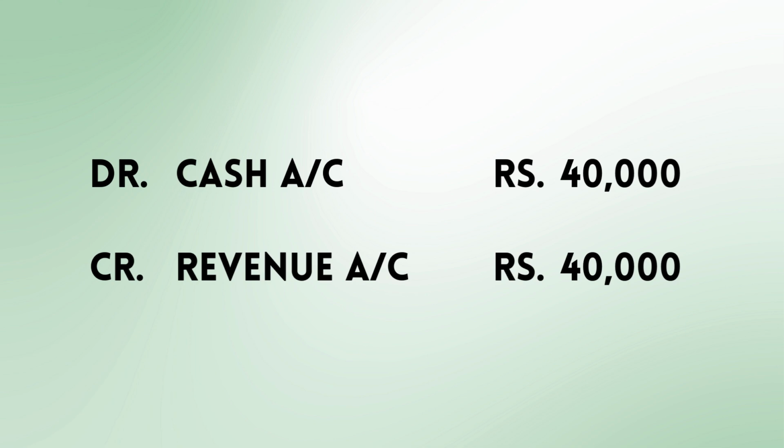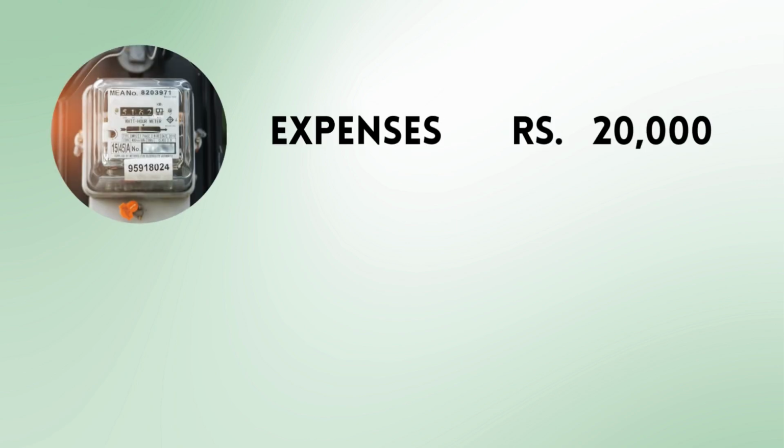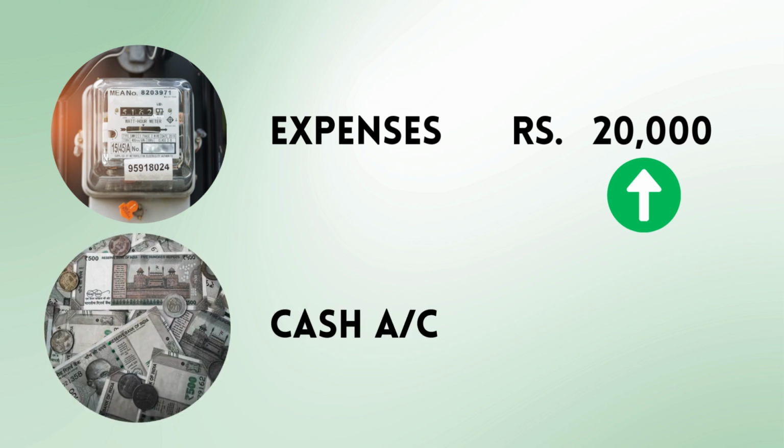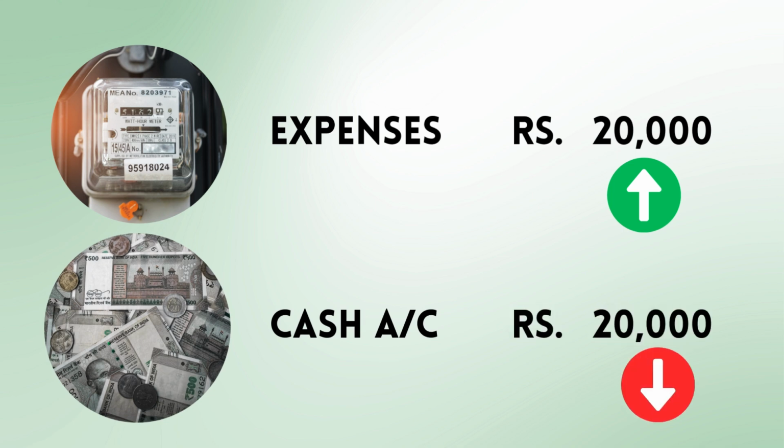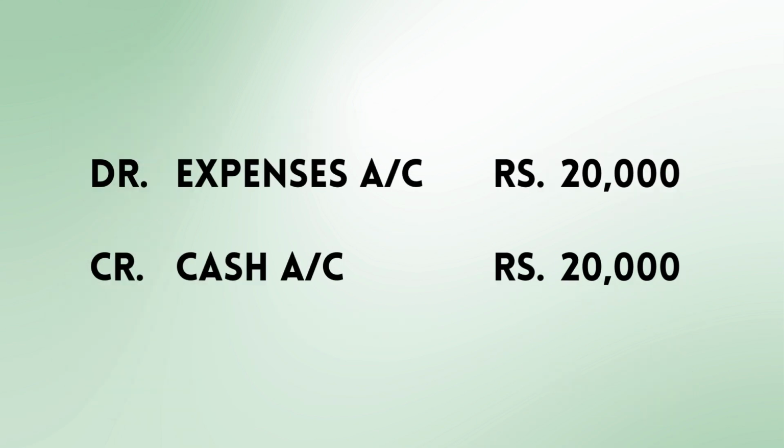Further, John spends rupees 20,000 on electricity. Thus, expenses account increases by rupees 20,000 and cash, which is an asset, decreases by rupees 20,000. As per modern concept, an increase in expenses is debited and a decrease in assets is credited. Thus, the accounting entry would be debit expenses account rupees 20,000 and credit cash account rupees 20,000. Hope you have understood all the accounting entries that we discussed here.